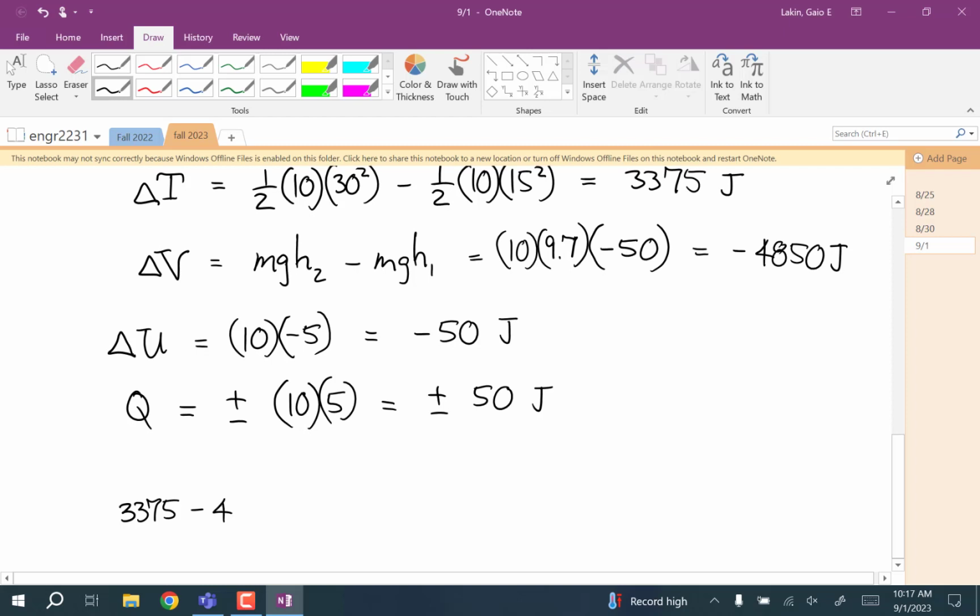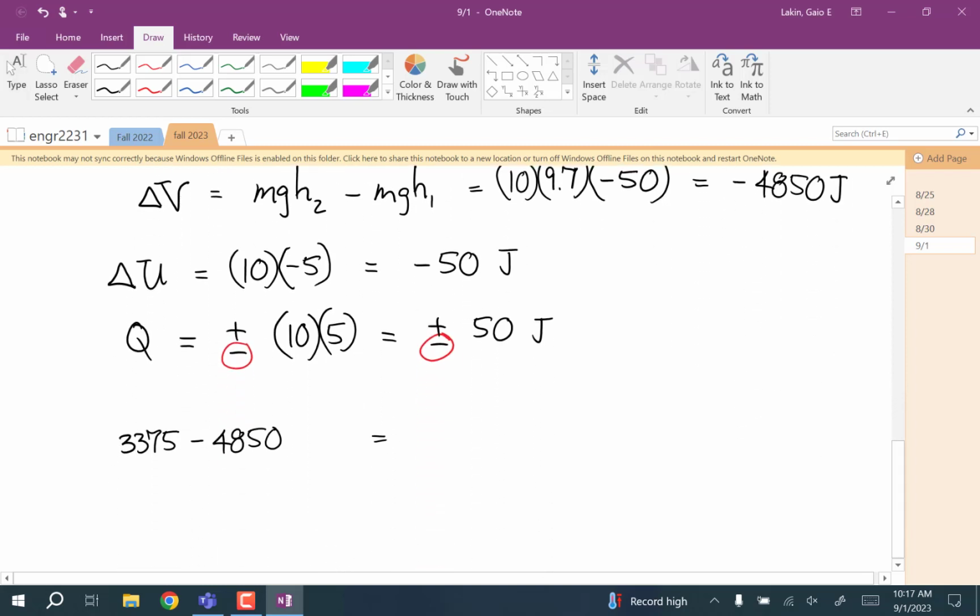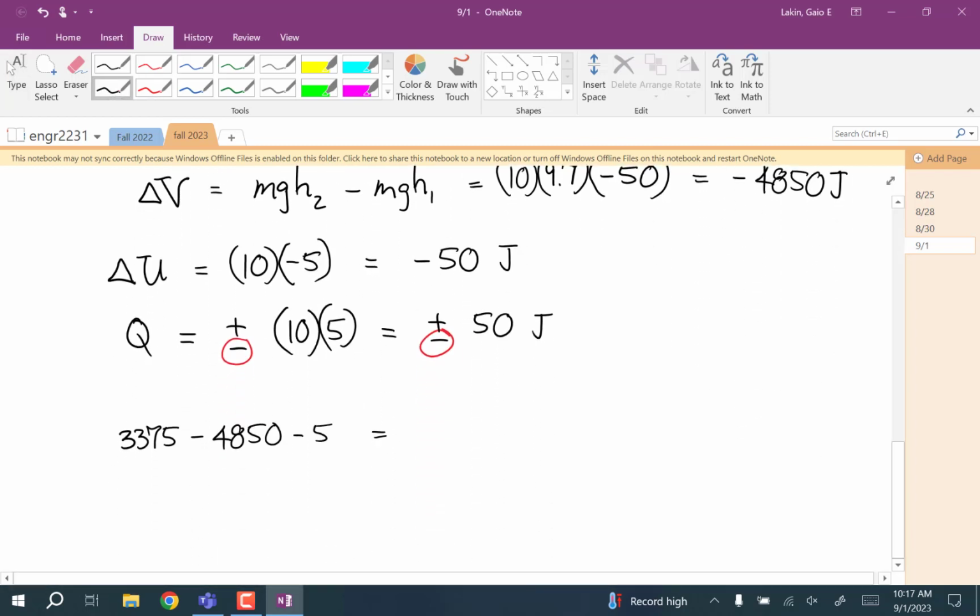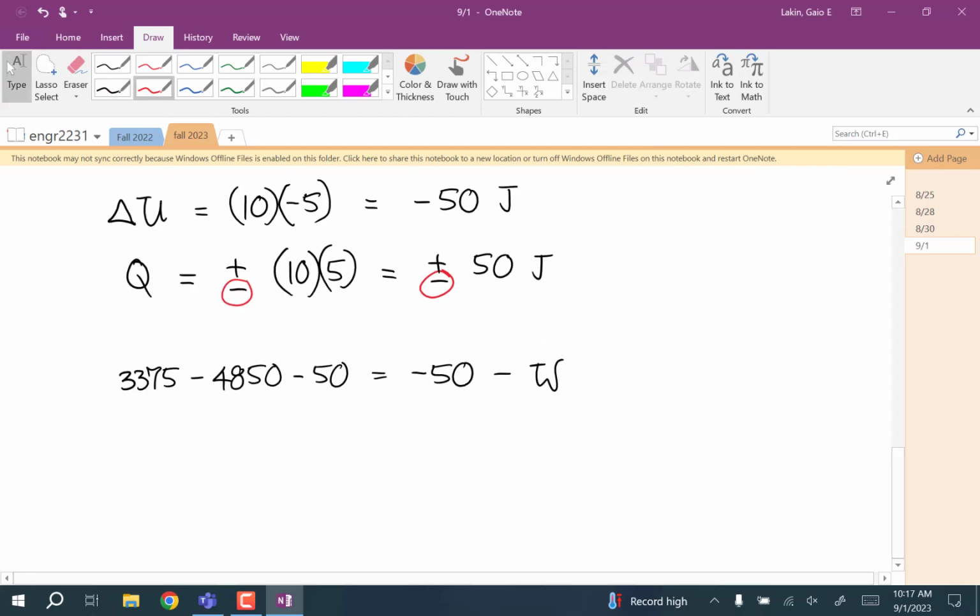So we have the change in kinetic energy, 3375, minus 4850, minus 50. Oh no, I put that in the wrong place. Sorry. Where's my internal energy? Oh, they're both minus 50. Okay, minus 50. And then Q is minus 50, minus W. And now we're just solving for W.